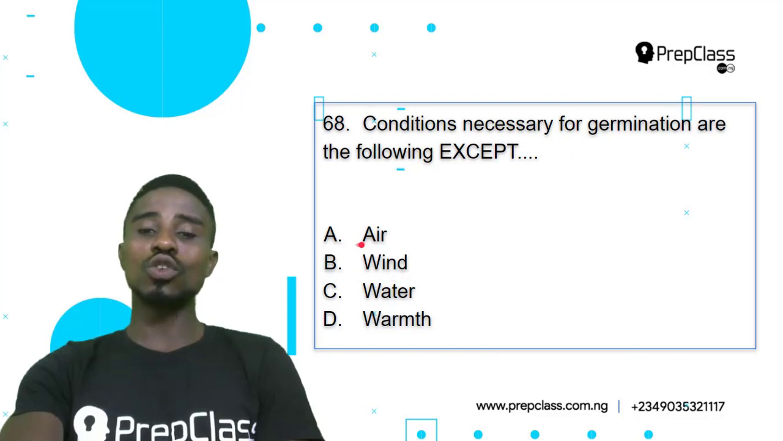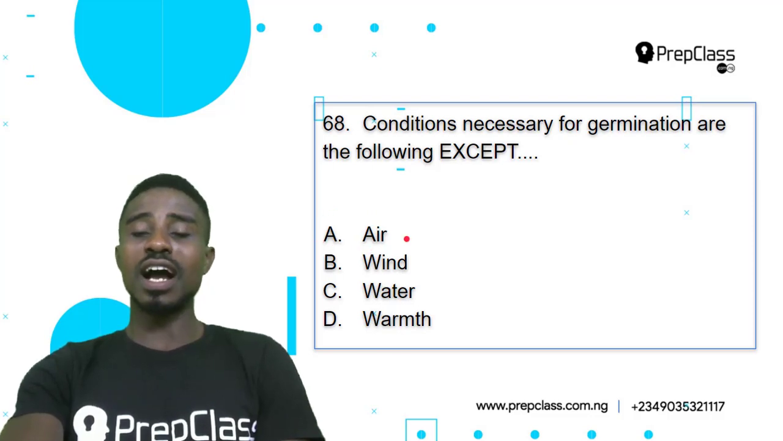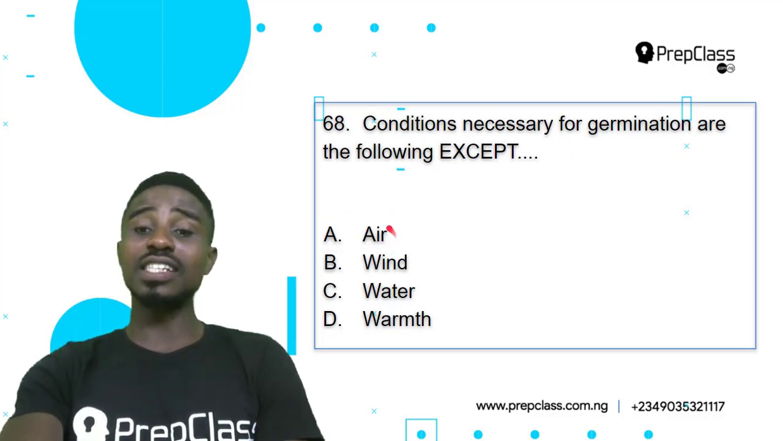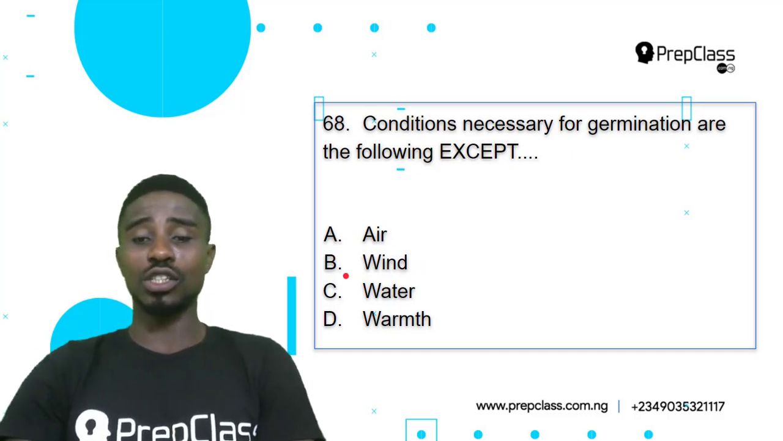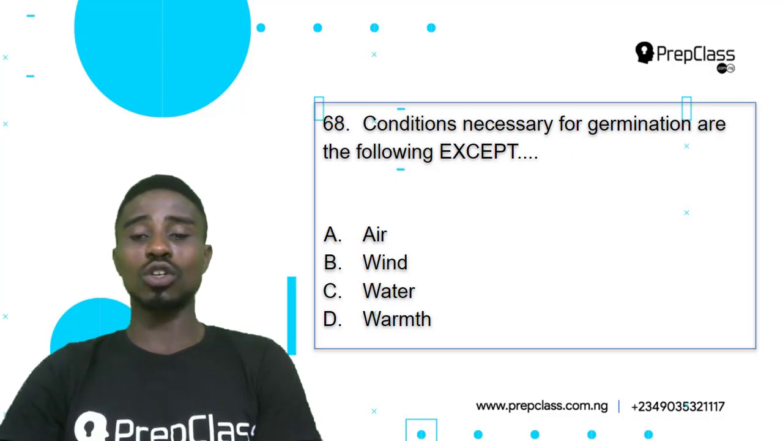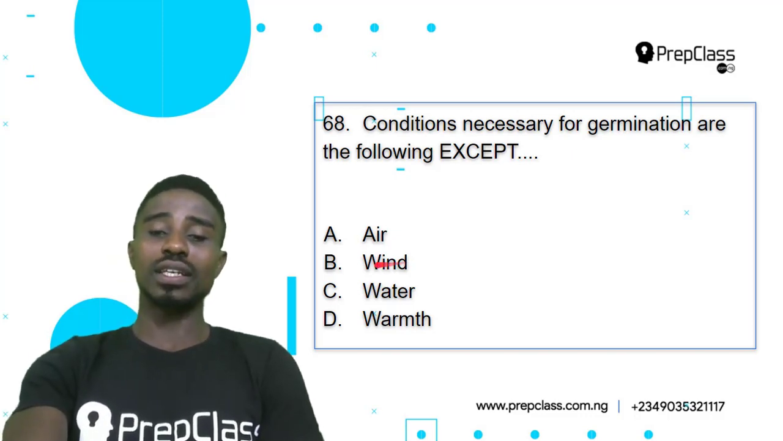The wind plays no role in germination. Air is necessary for germination because the seed has a potency of living, so it needs to exchange air, or it needs to take in air and give out air. It needs air for germination. So air is necessary for germination. But the wind, it has no role in germination. Water is also necessary for germination to soften the seed so as to enhance germination. Also, warmth makes the environment conducive for the seed to germinate. So option B, wind, is our correct answer.